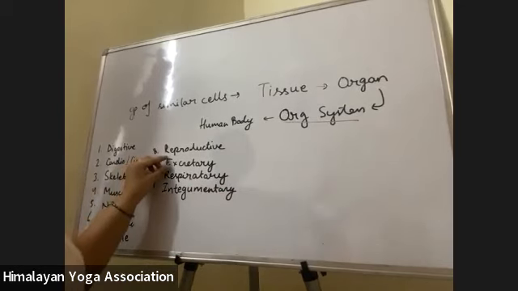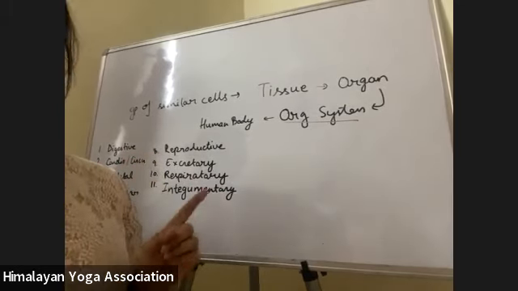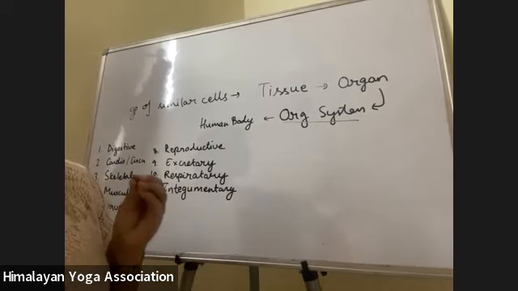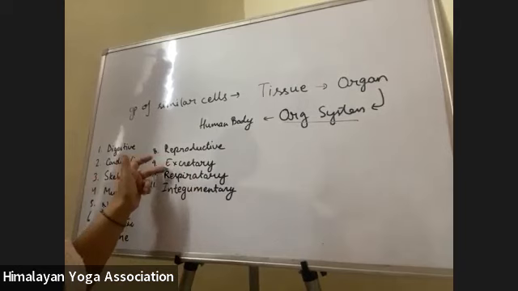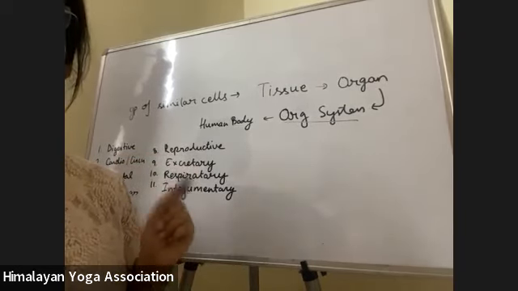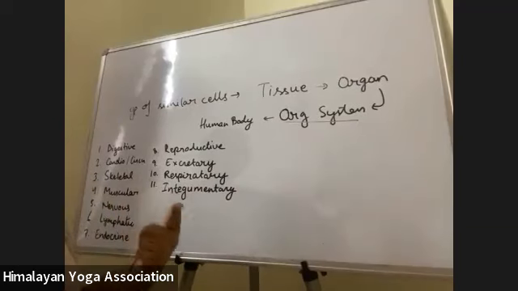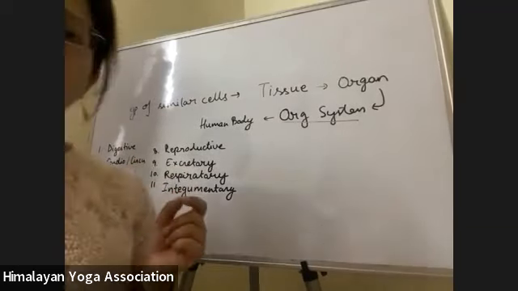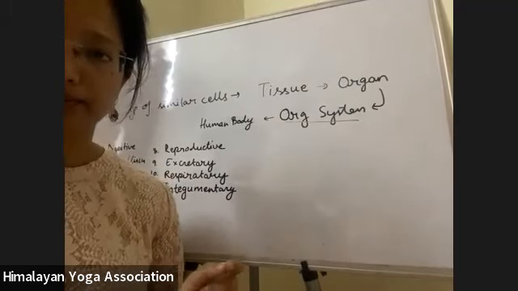Then excretory system. It is composed of kidneys, where the filtering of blood happens. The blood gets purified at the kidney. Whatever waste material is there in blood is released out of the body through the excretory system in the form of urine.